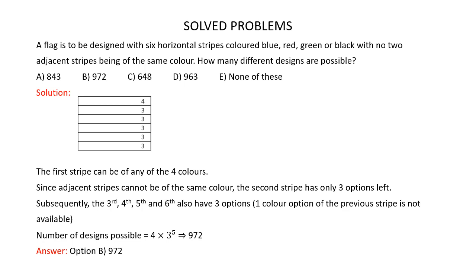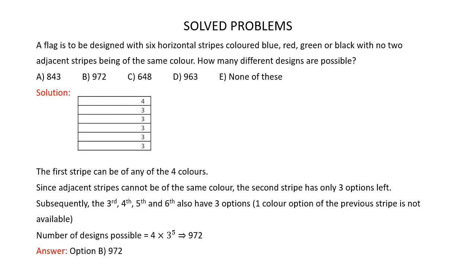Now understand the concept here. The first stripe can be any of the four colors, blue, red, green or black. Now supposing the first stripe is blue, then since adjacent stripes cannot be of the same color, the second stripe cannot be blue in color. So the second stripe can be either red, green or black. So there are three options for the second stripe.